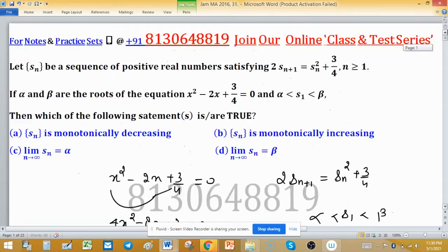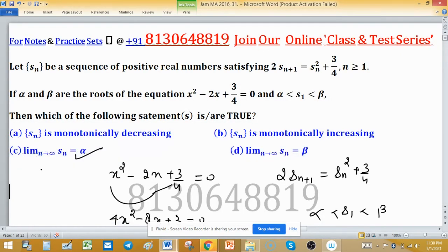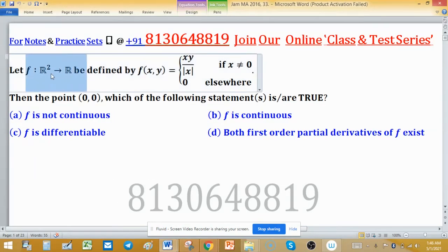Now check the options. Half is alpha, so option C is correct, and Sn is monotonically decreasing, so option A is also correct, because the limit of Sn is half and half is the value of alpha. So A and C are correct. Let f be a function from R square to R defined by this structure.